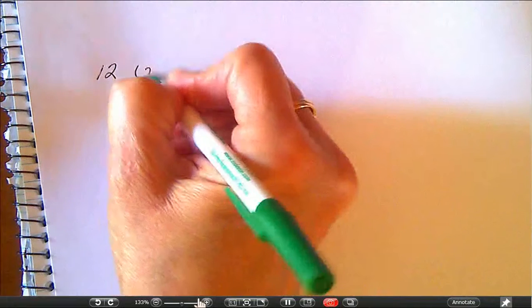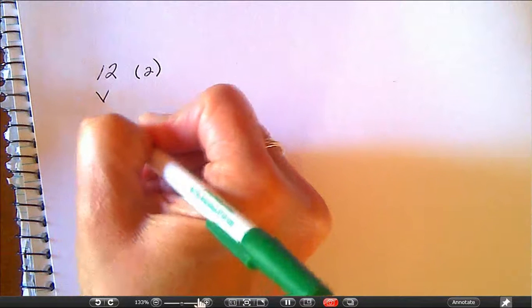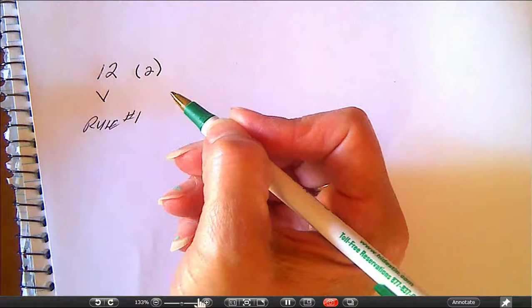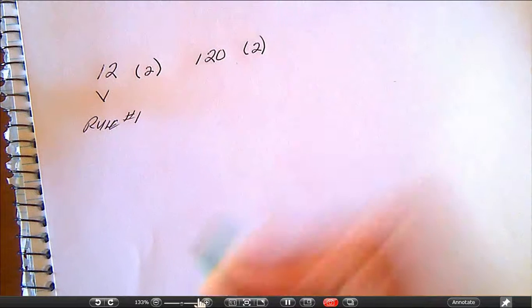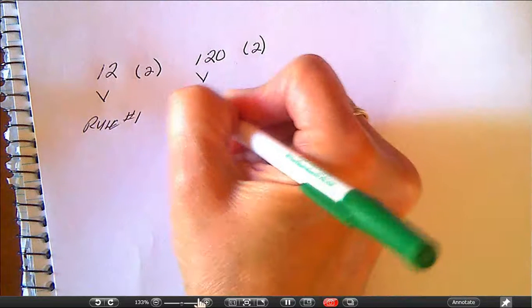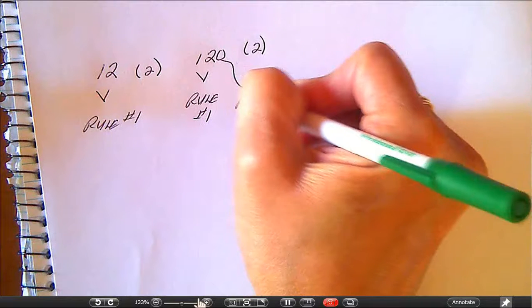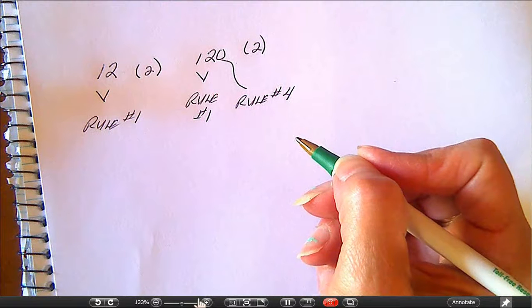I'm going to start with a simple example. I'm going to start with the number 12. 12 has 2 significant digits, and that's because of rule number 1. All whole numbers greater than 0 are significant. If I take that 12 and I add a 0 to it to make it 120, it still has 2 significant digits. Again, we have rule number 1, and the 0 is explained by rule number 4, which says all zeros used as placeholders are not significant.